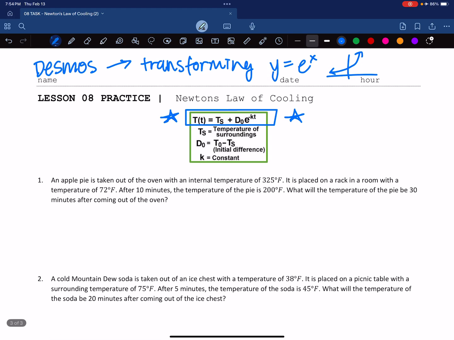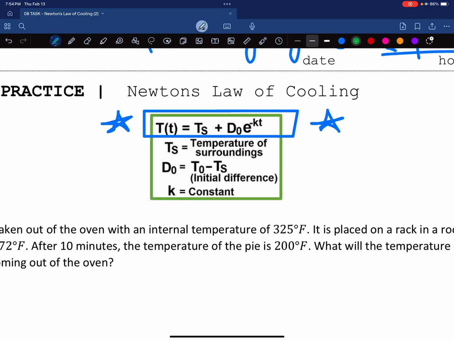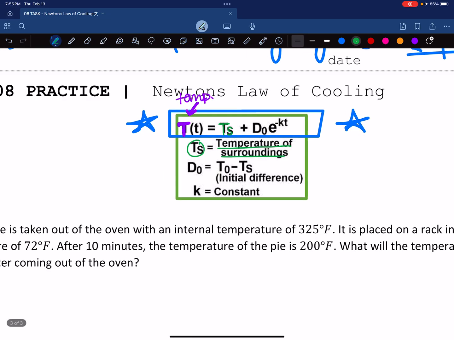So first, let's recall how our Newton's Law of Cooling formula works. We have capital T, or big T. This is going to be temperature. Big T stands for temperature. There's this subscript S, temperature sub S. This is going to be the temperature of the surroundings, the environment our drink is placed into, or we're going to do an example with an apple pie.